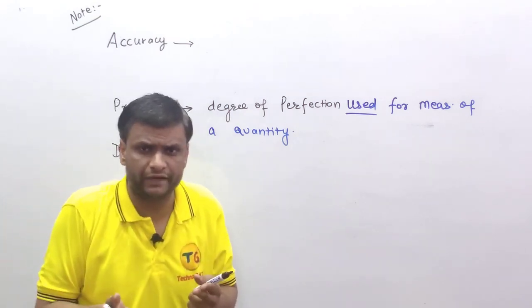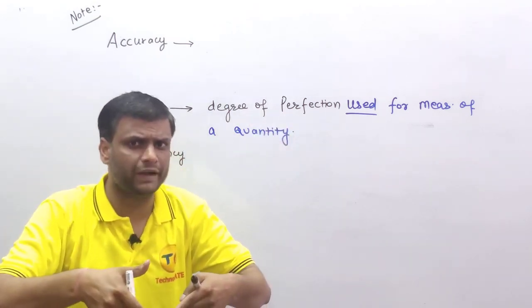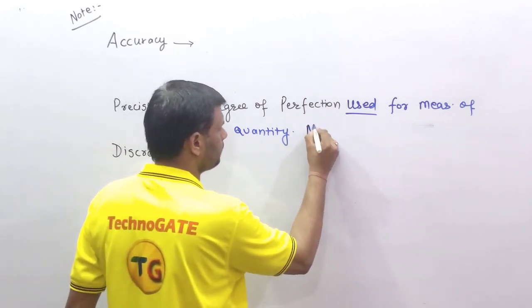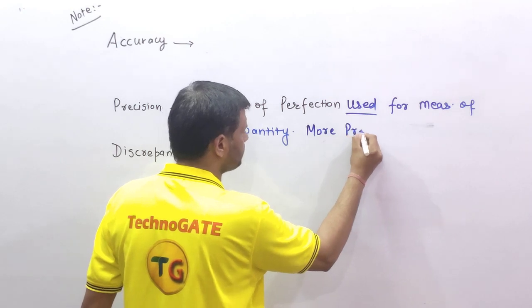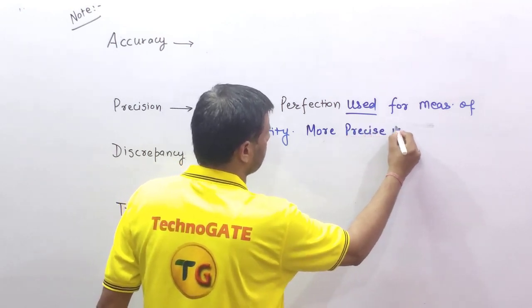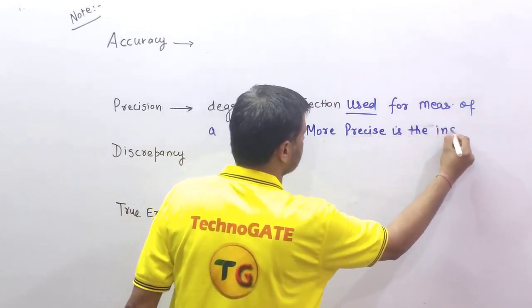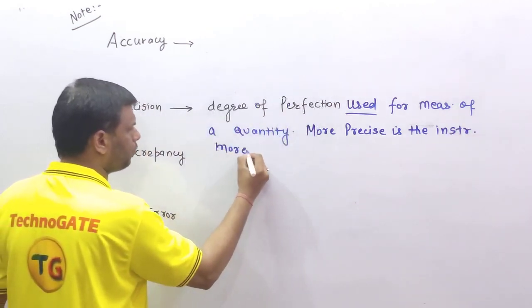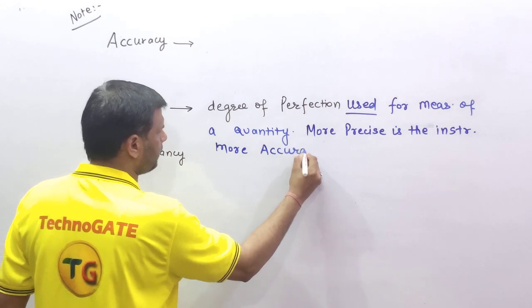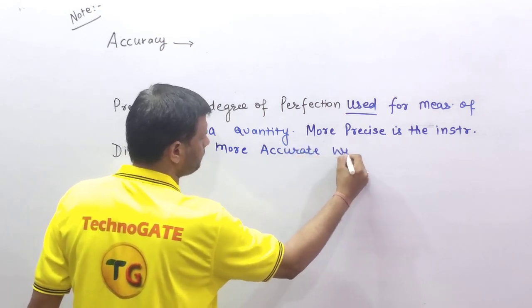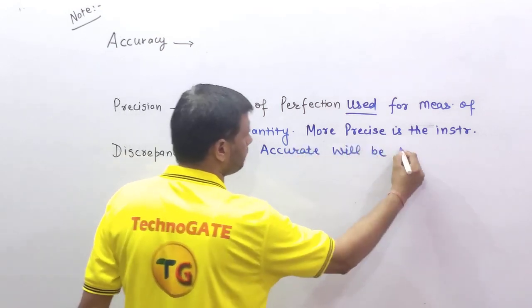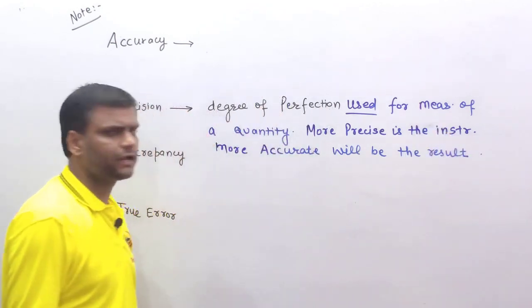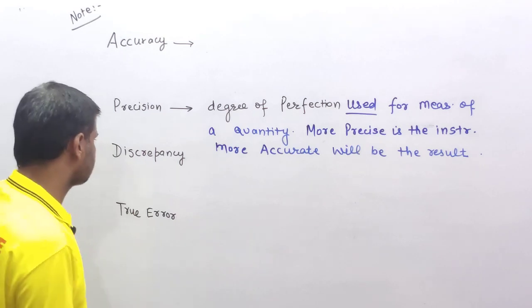So we can conclude that the more precise the instrument is, the more accurate will be the result. More accurate will be the result.